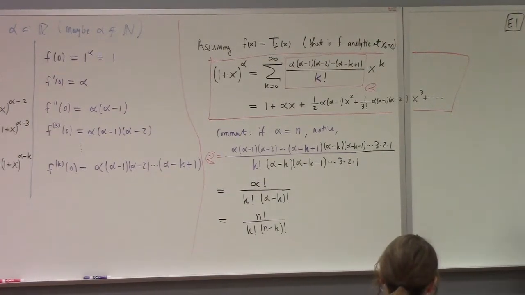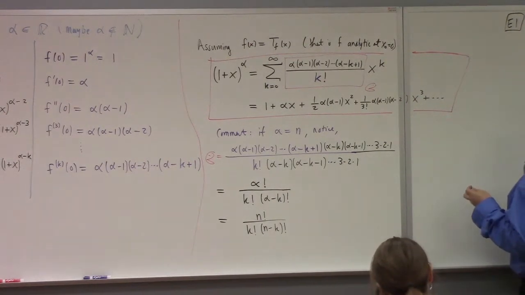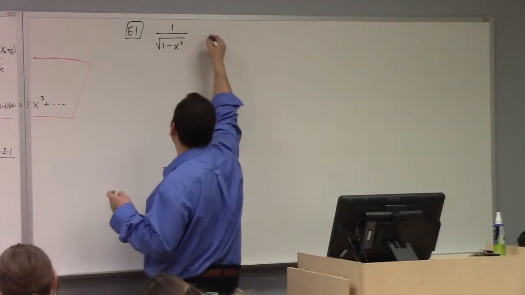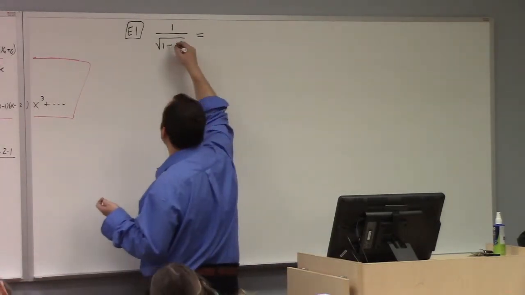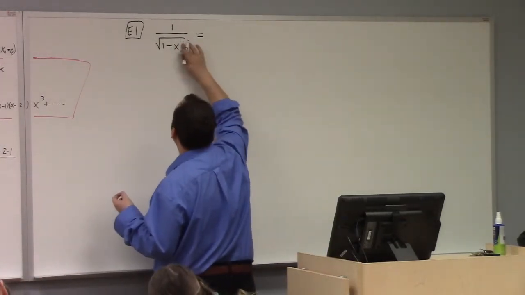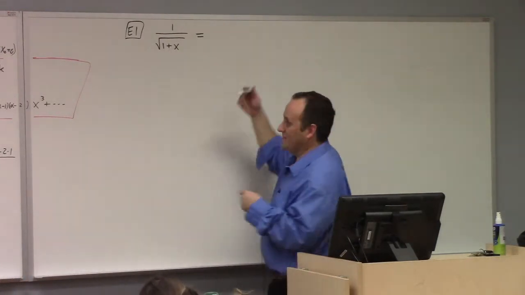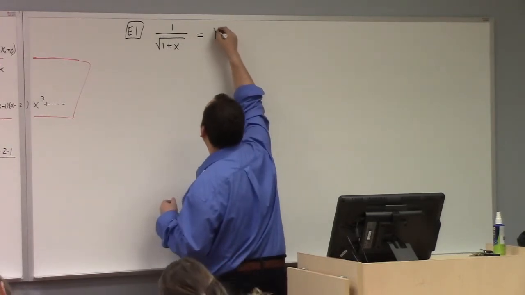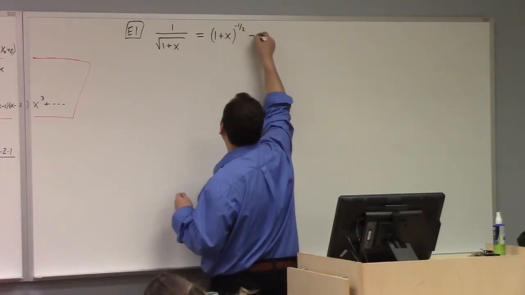Okay, so application: what if we wanted to find the power series expansion for, say, 1 over the square root of 1 minus x squared? Let me start us out simpler. I'll start out simpler: 1 plus x. There we go. Now it's actually the same. Let me just make it the easiest kind of example. So that's 1 plus x to the power what? Negative 1/2, right?